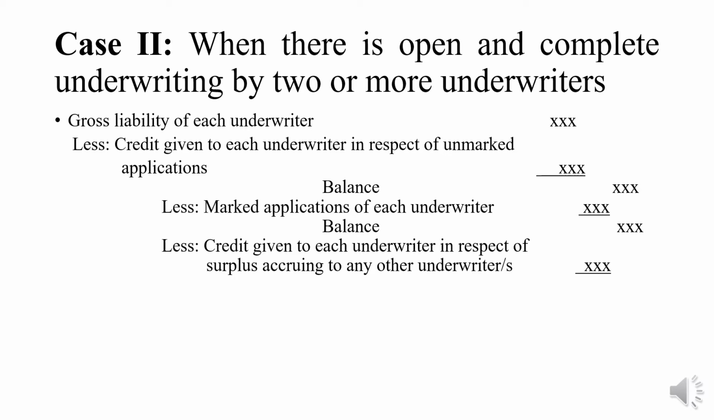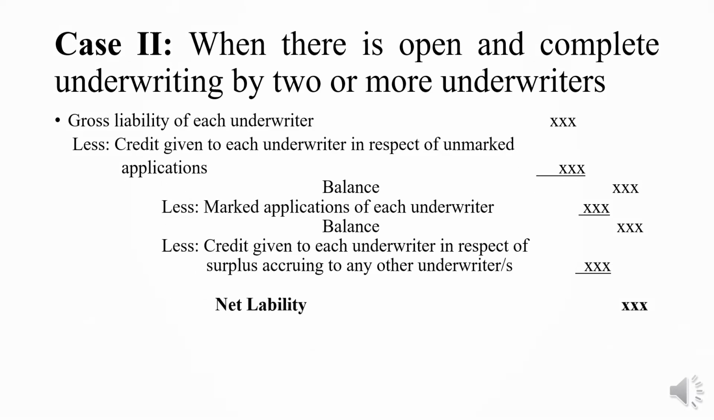When you calculate the liability of the underwriters by following this format, if one of them gets a negative balance after deducting the marked applications, we call that a surplus. That surplus has to be redistributed among the remaining underwriters in the proportion of their underwriting. That is called less credit given to each underwriter in respect of surplus accruing to any other underwriter or underwriters. So this is the format. Now let us understand this with an example.